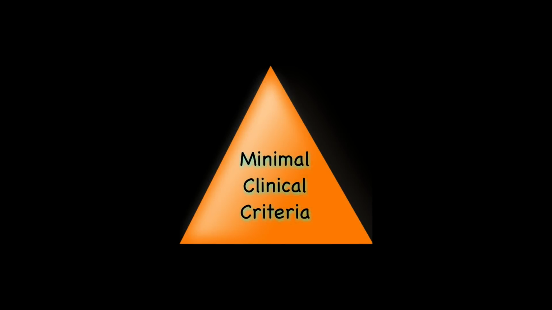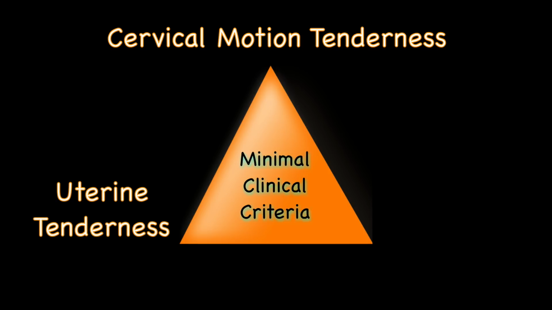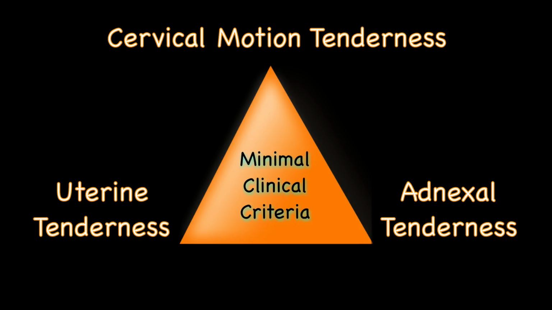One or more of the following minimal clinical criteria suggests diagnosis of pelvic inflammatory disease. Cervical motion tenderness, also known as chandelier sign, uterine tenderness, and adnexal tenderness. Presence of mucopurulent discharge due to cervicitis enhances the specificity of the minimum criteria. On per-abdominal examination, rebound lower abdominal tenderness and involuntary guarding suggests peritonitis. Right upper quadrant tenderness or palpable rub suggests perihepatic adhesions.